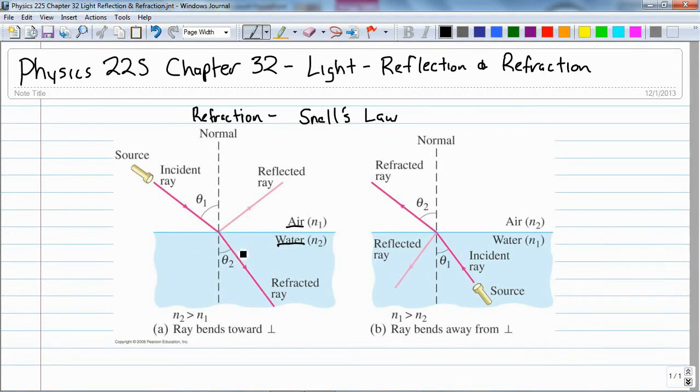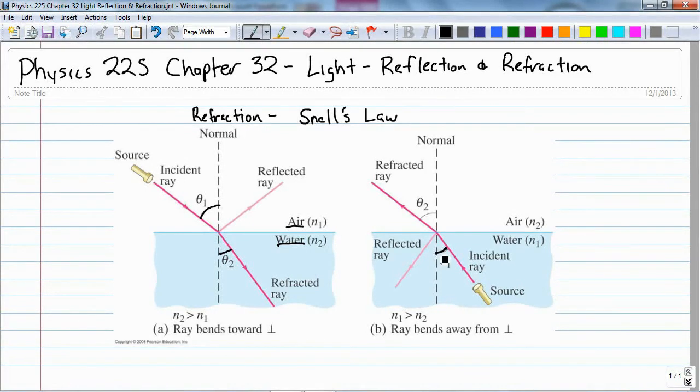But it's not going to go straight. It's going to go at a different angle. And so what you find is that when we talk about this angle of incidence, this angle here, theta 1, it's in reference to the normal to the surface of the water and air. Then you'll notice that the light ray bends towards this normal in the water.